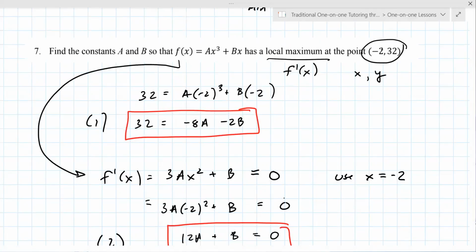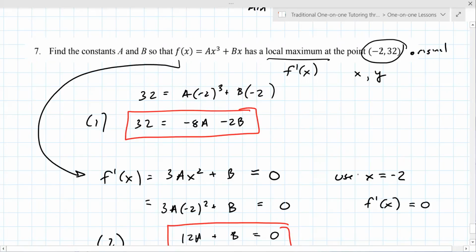You say that one more time? I kind of went in and out. Sure, sure. So this is the point that you use in the original. Yeah. Okay, but you only use the x value in the derivative because you don't care about the y value. You just care about the derivative equaling 0. So that's why you just care about the x. Makes sense. I think we can go on to 8 now. All right, sounds good.